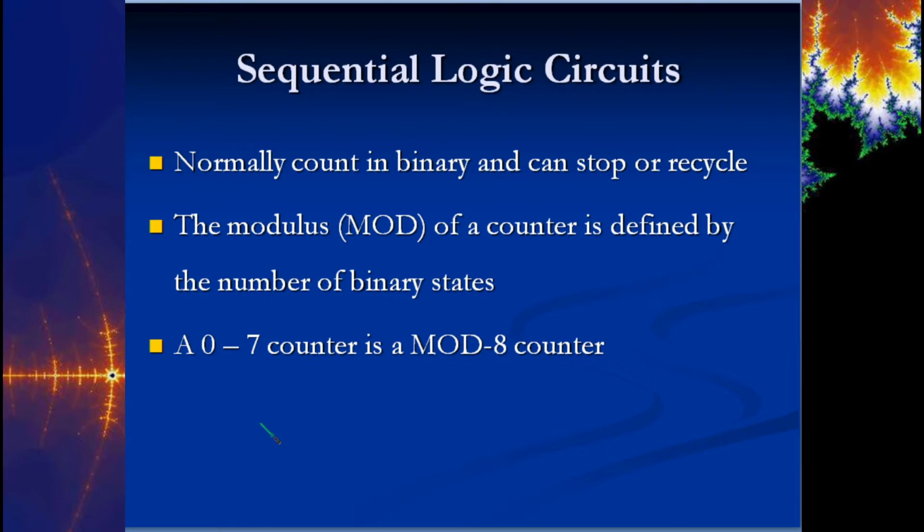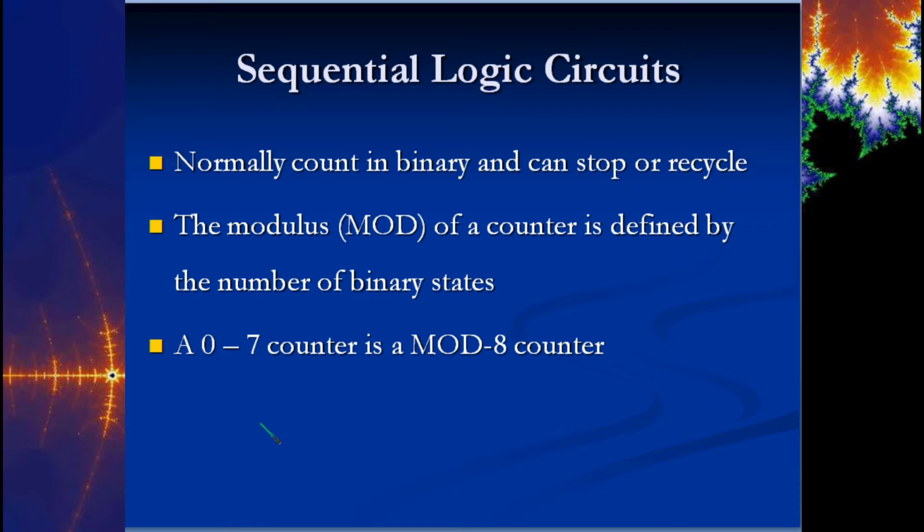It says they normally count in binary and can stop or recycle. And by recycle, we mean count, for instance, 0 to 5: 0, 1, 2, 3, 4, 5, 0, 1, 2, 3, 4, 5. That's what it means to recycle. It repeats the count over and over. So we can count to a certain number and stop, or we can count to a certain number and then count to that certain number again as many times as we need.